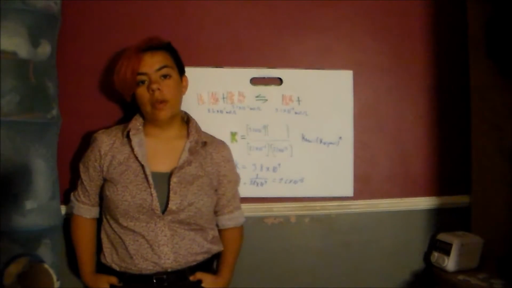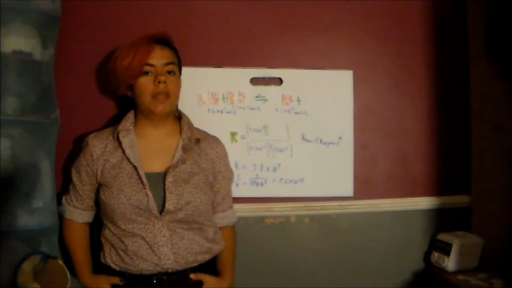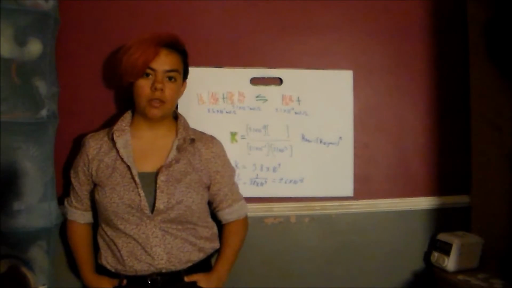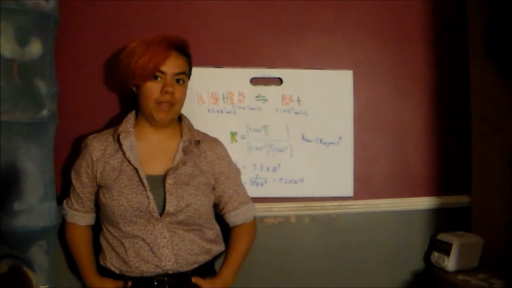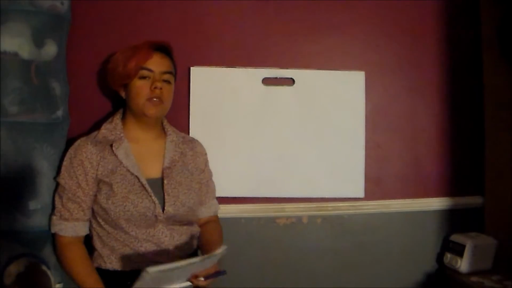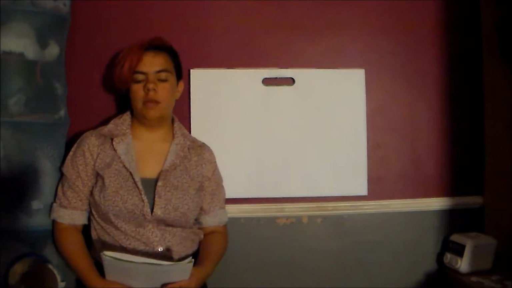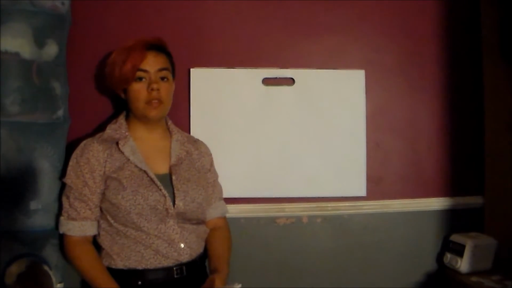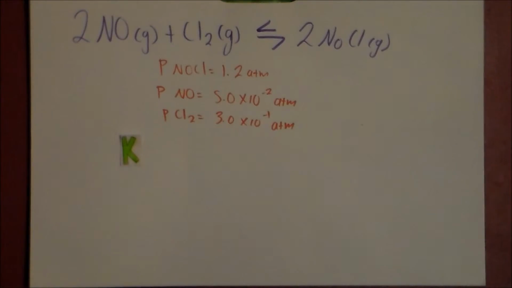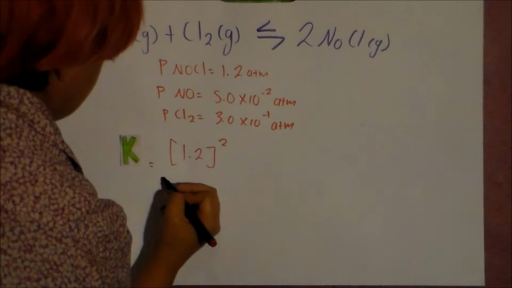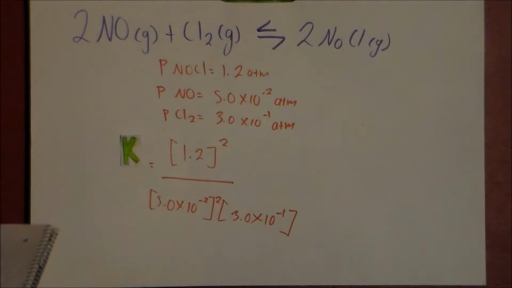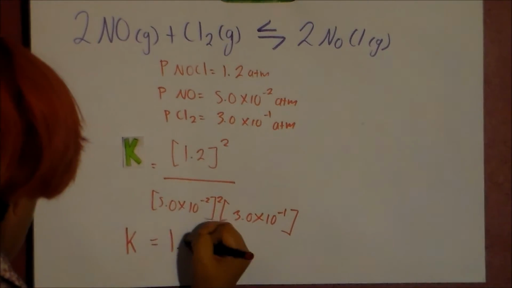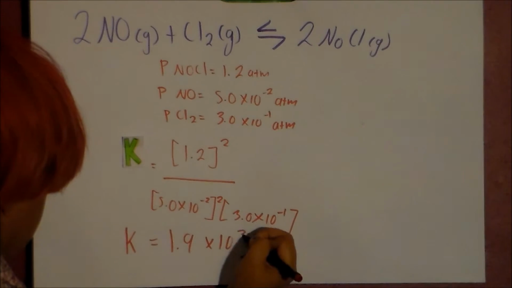Something important to know is that an equilibrium constant is going to remain the same no matter what the equilibrium concentrations are for an equation, because the ratios will always remain the same. Something else that we can do using the equilibrium constant in this type of equation is find an equilibrium constant using pressures rather than concentrations. Just like before, we're going to put the products over the reactants. And with that, we can find the K value to equal 1.9 times 10 to the 3rd.